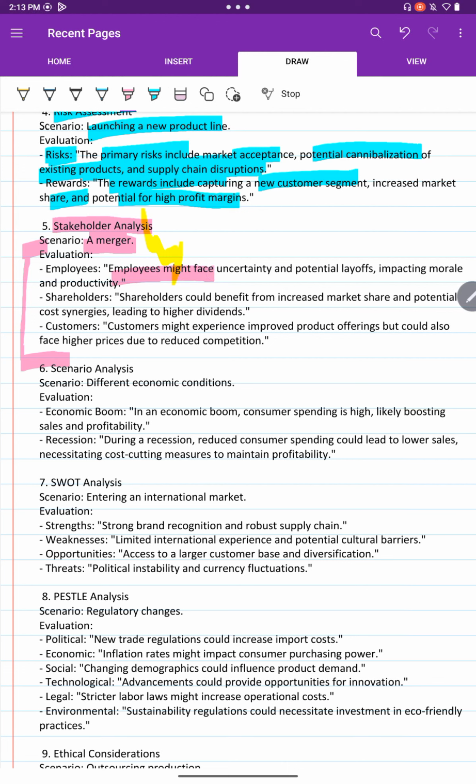Employees might face uncertainty and potential layoffs, impacting morale and productivity. If we talk about the shareholders, shareholders could benefit from increased market share and potential cost synergies leading to high dividends. And if we talk about the customer, customers might experience improved product offerings, but could also face higher prices due to reduced competition. So as you can see, a merger will affect our stakeholders differently, in both a positive and a negative way. This is how we can do evaluation on the basis of stakeholder reactions.